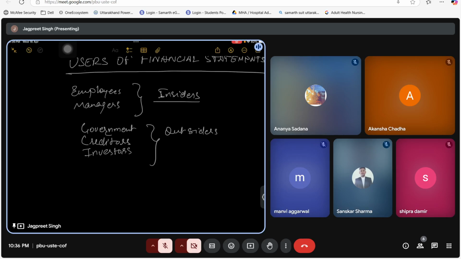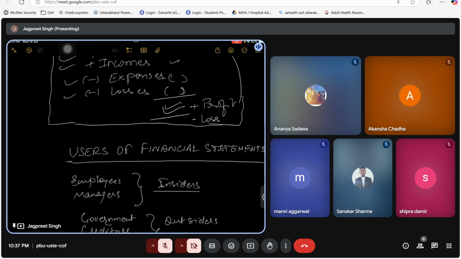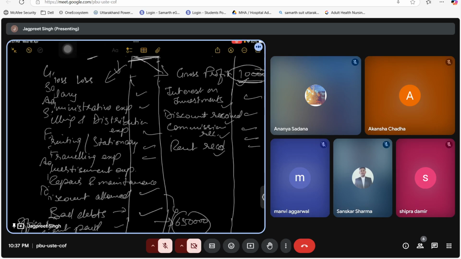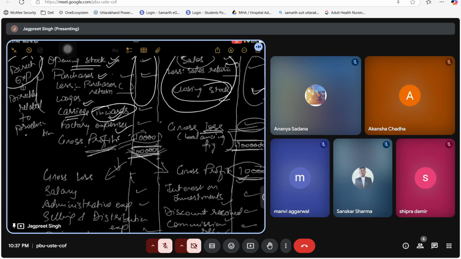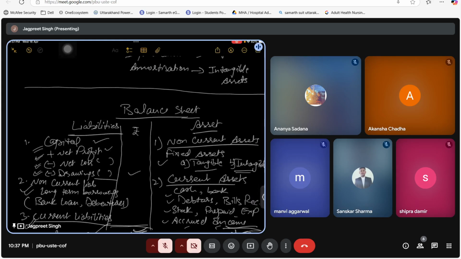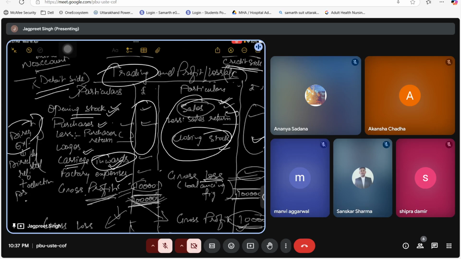Then we'll come to the types of financial statements. Types means the same ones we have just discussed, the profit and loss account and the balance sheet. Profit and loss को हम income statement भी कहते हैं. We have in the syllabus the types of financial statements which we need to discuss. One of them is the income statement. So the income statement is actually the profit and loss statement.